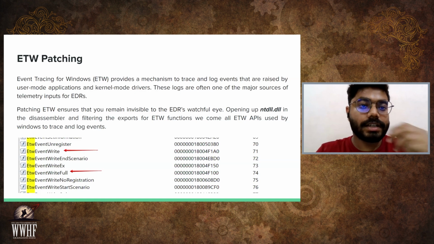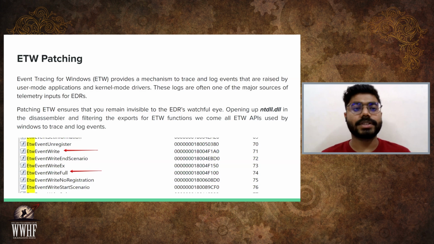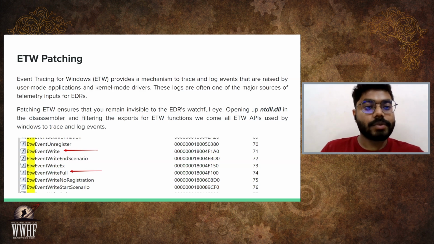So, ETW patching. ETW stands for Event Tracing for Windows. You must all have gone through the Event Viewer in your system. That is the events registered by ETW itself. ETW provides the mechanism to trace or log events. These events can be used by the AVs and EDRs as telemetry in order to detect malware or other samples. So the patching of ETW will help us in being invisible to the EDRs or AVs or the guy sitting at the monitoring table of the org's team.